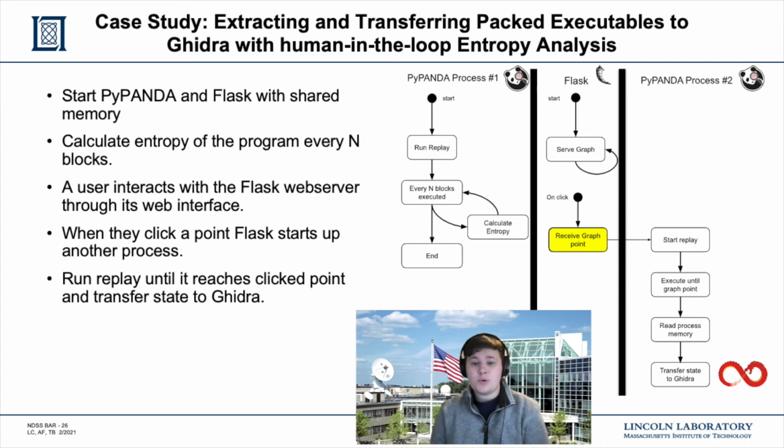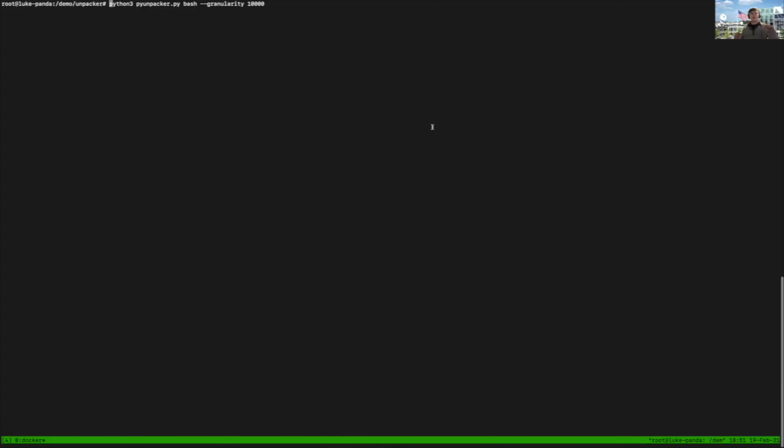When a user clicks a point, Flask starts up another process. This process loads up our original replay in PyPanda, waits until it reaches the clicked point, and uses Ghidra bridge to transfer state to Ghidra. Now I'd like to show off our demo for our human-in-the-loop unpacker.